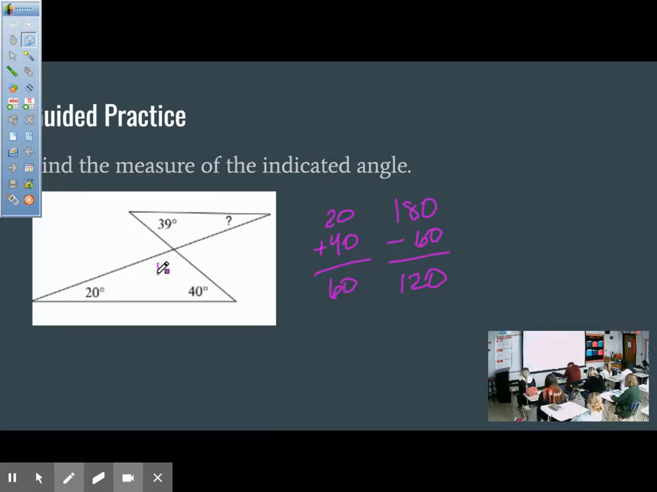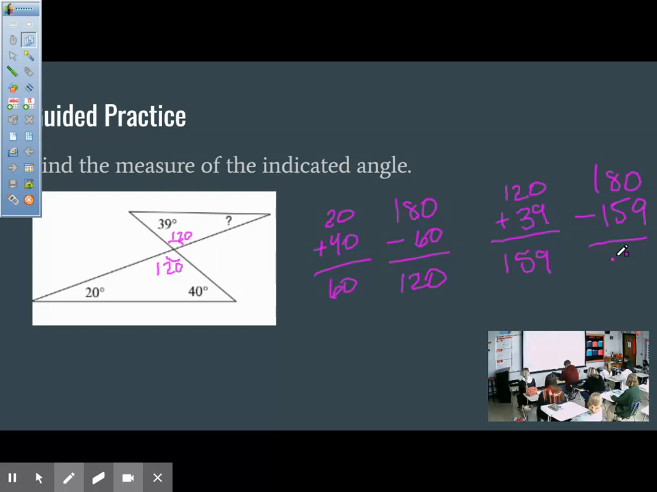Okay, so you're saying this one right here is 120? Yeah. So that means this one's 120 as well? Yeah. Okay. So we took 120 plus 39, and then subtracted that from 180. And what was your answer? Was it 21? So that means this angle here is 21 degrees.